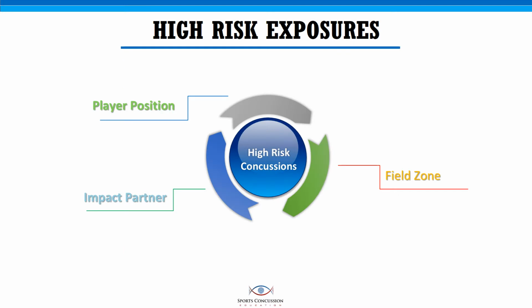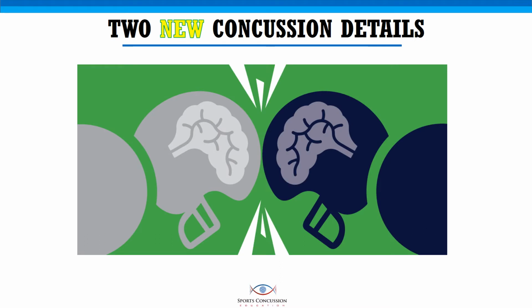These different data points, position, impact partner, and mid-range passing plays seem like they all should be associated, and this is with good reason, because they all are associated. Recent research has calculated two new concussion characteristics that unify high-risk positions, impact partners, and mid-range passing plays, and we're going to talk about them now.